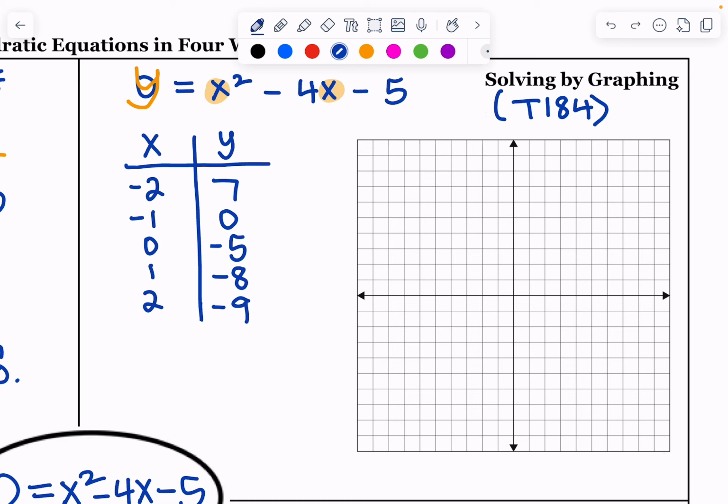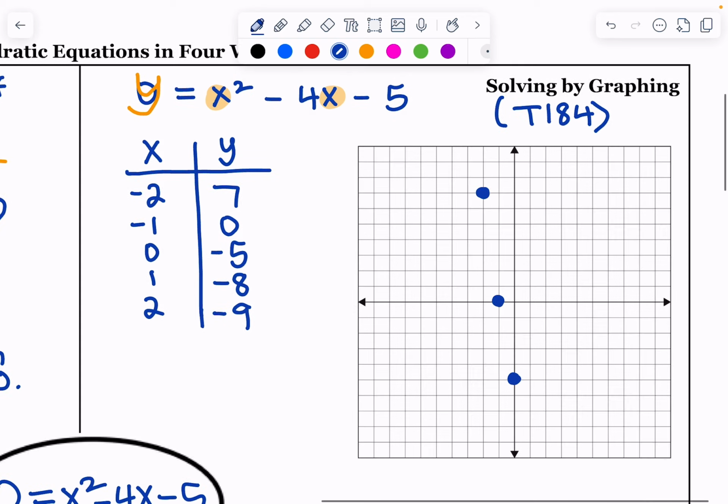Okay, so -2, 7 would be here. -1, 0. 0, -5 would be there. 1, -8. 2, -9. And we can see we have what looks like to be half of a quadratic curve. So I'm going to keep going with more points to the right. So I'm going to plug in 3 to start and see if I can get my full curve shape.